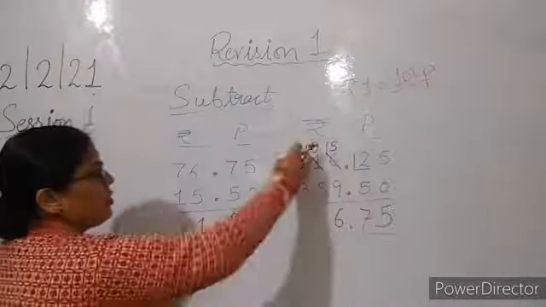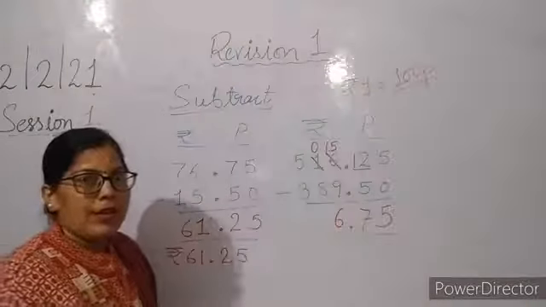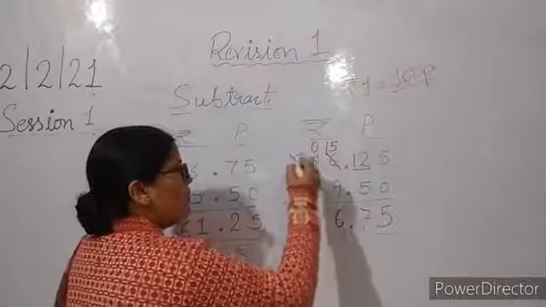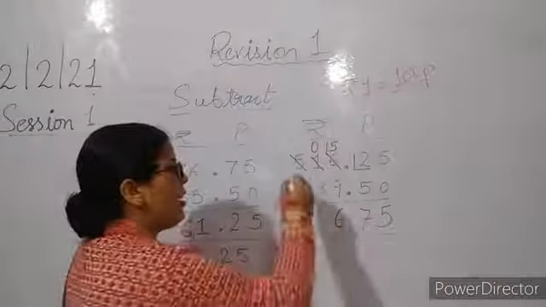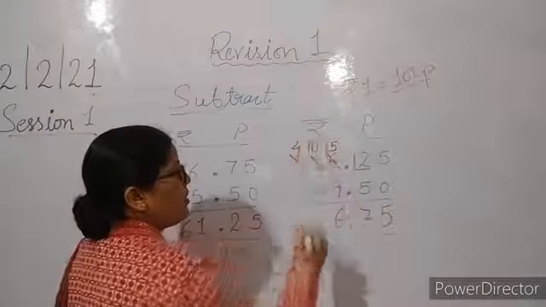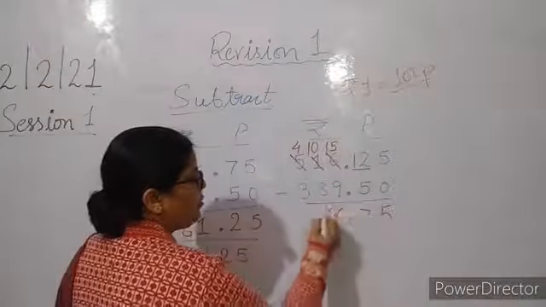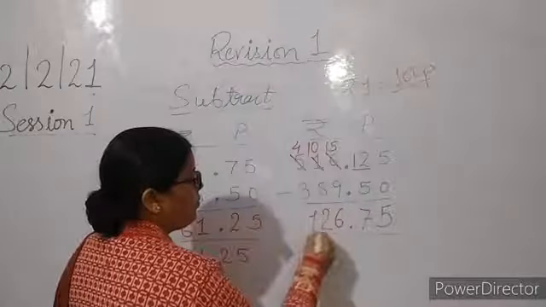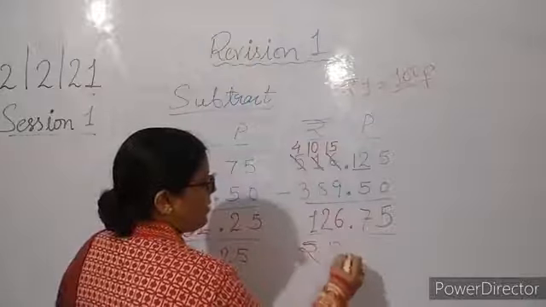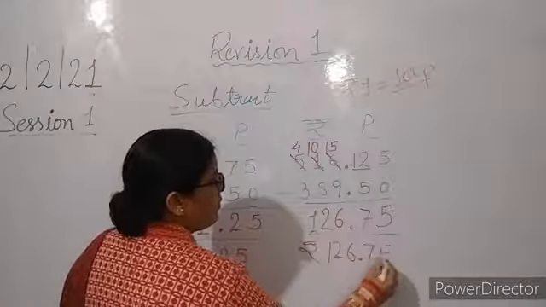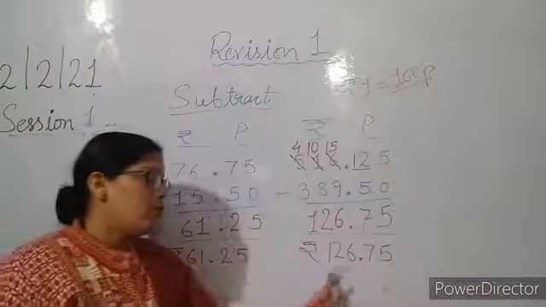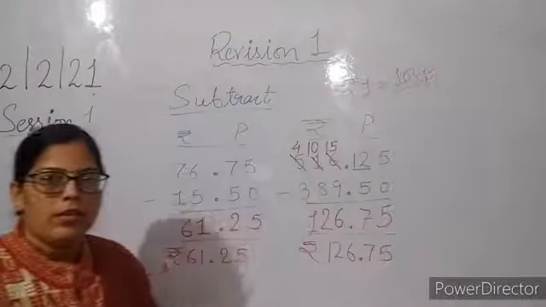Now come to the next place. Next place is 0. 0 minus 8. We cannot subtract any number from 0. So to subtract, we need to borrow from the next place. Next place is 5. When we take away 1 from 5, 5 becomes 4 and the 0 becomes 10. Now we'll subtract 10 minus 8, 2 and 4 minus 3, 1. So what is the answer? Rupees 126 and 75 paise. Do not forget to put the dot between rupees and paise.